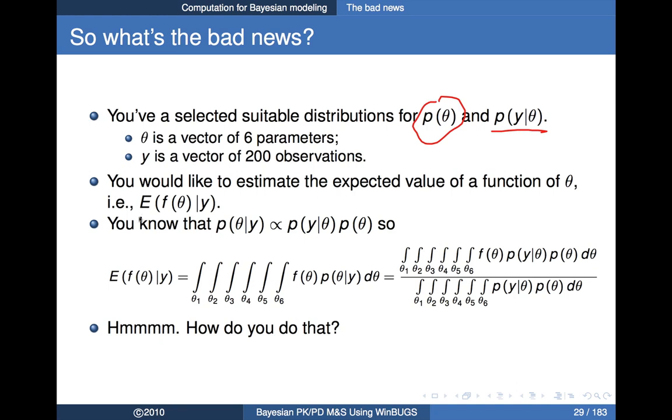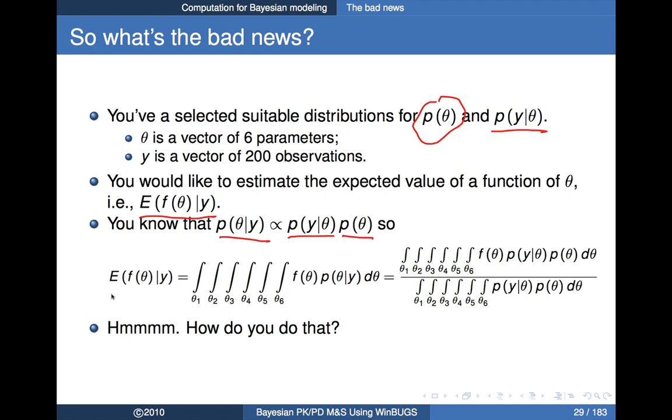which I've just written out here as the expected value of some function of our parameters given the data. In other words, I need to construct the posterior distribution for that function and then take the expected value. Well, of course I know from my Bayesian theory that that posterior distribution is proportional to the product of my likelihood function and my prior distribution. So I can plug in those relationships here in order to construct my posterior.